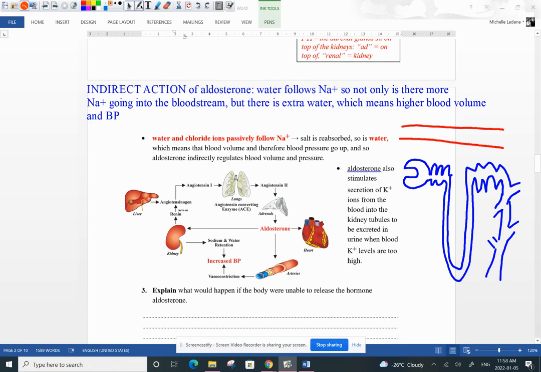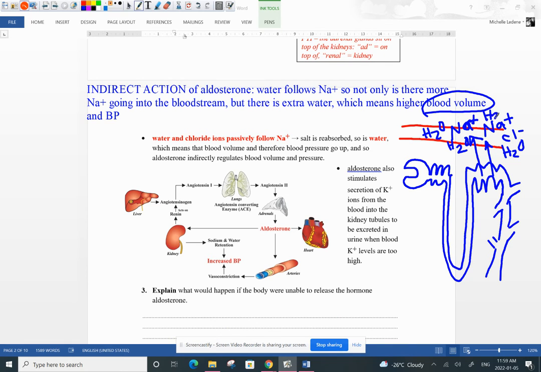So not only do you have aldosterone acting on your distal tubule and collecting duct to make sodium ions go back into your bloodstream. So here's more sodium going back into your bloodstream. Well, along follows chloride and along follows water. So the deal is now we have more water in our blood, so the volume of the blood goes up, right?